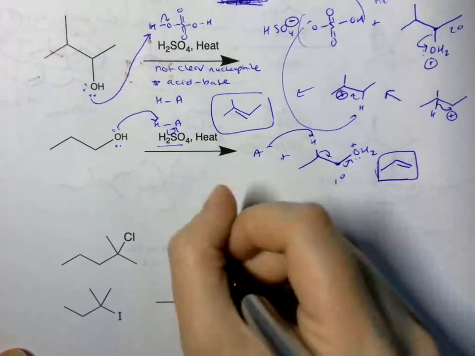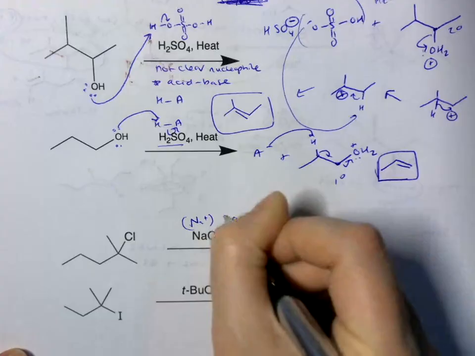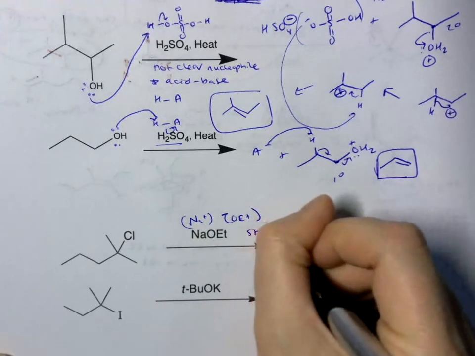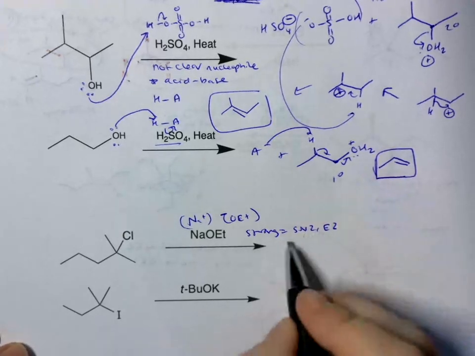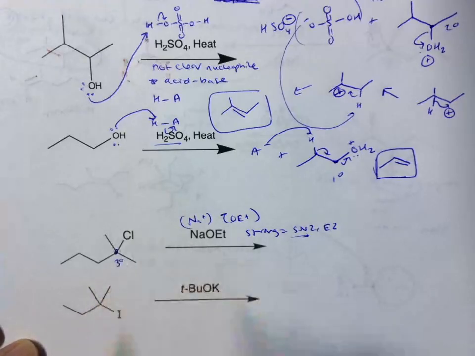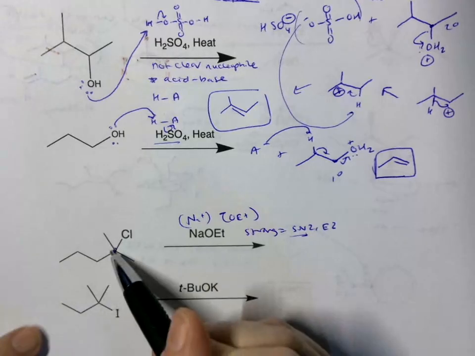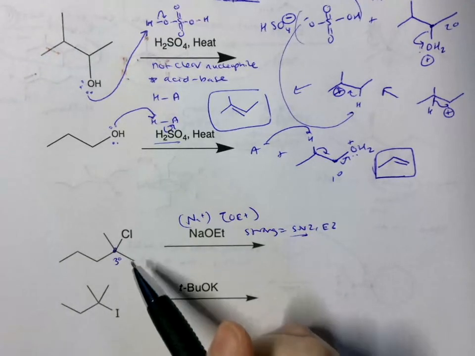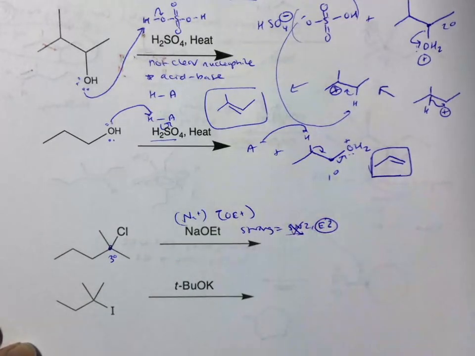Okay, the bottom one, NaOEt with Cl. So this is Na plus, and this is OEt minus. So this is a strong nucleophile, so this is probably going to favor SN2 or E2. There's no heat, so SN2 probably. But then I look at this leaving group as tertiary. You cannot get an SN2 on a tertiary leaving group because you can't have that partial bond to this carbon form when there's that much electron density around it. So it's not going to go SN2 in this case. It's going to favor E2.